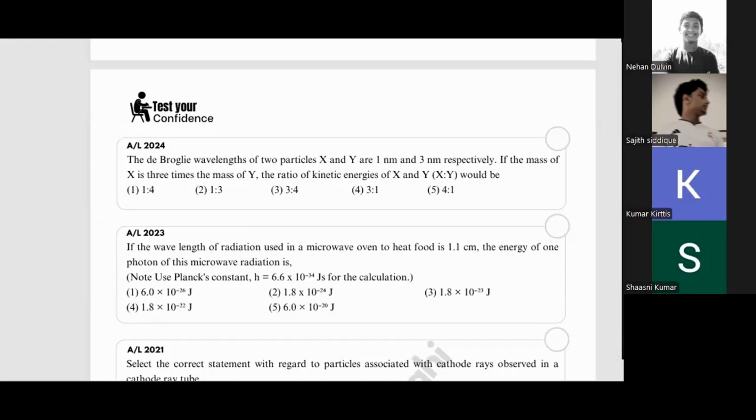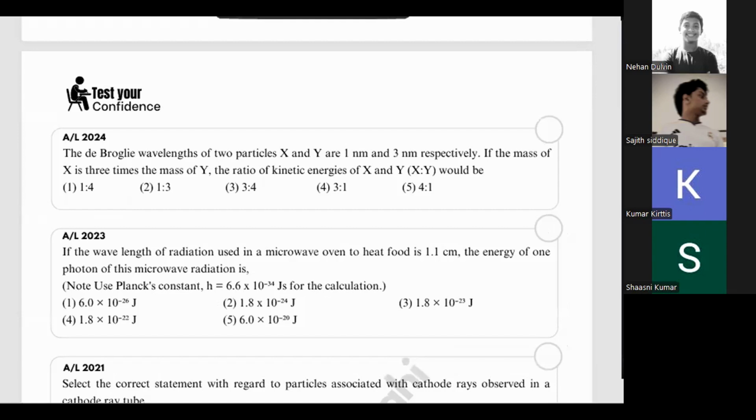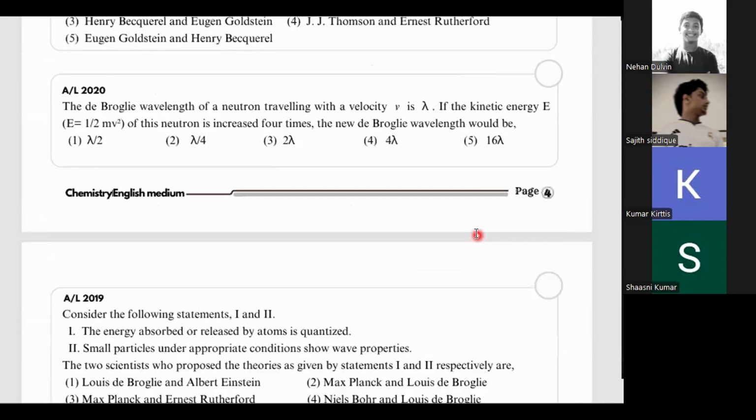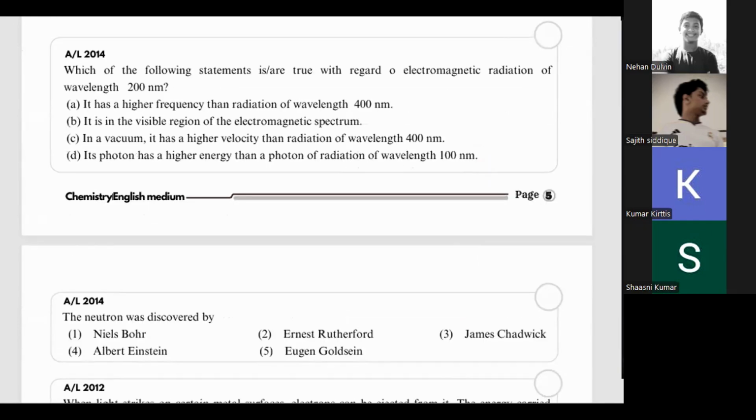I hope you are having the tute with you. We are going to start from this section, the A-level 2024 question. Thereafter, we continue the others. I'm not going to share this one because I hope all of you have the hard copy with you. It's compulsory. That's the question.